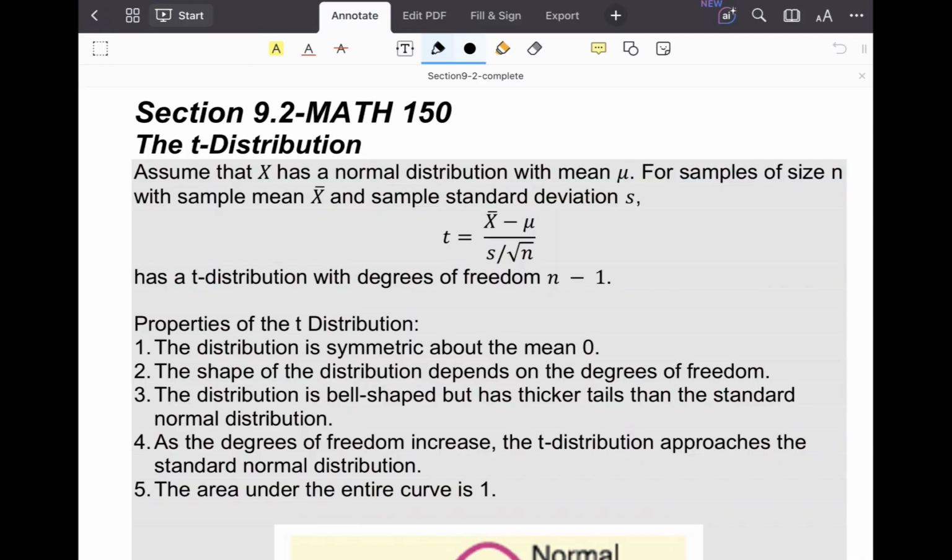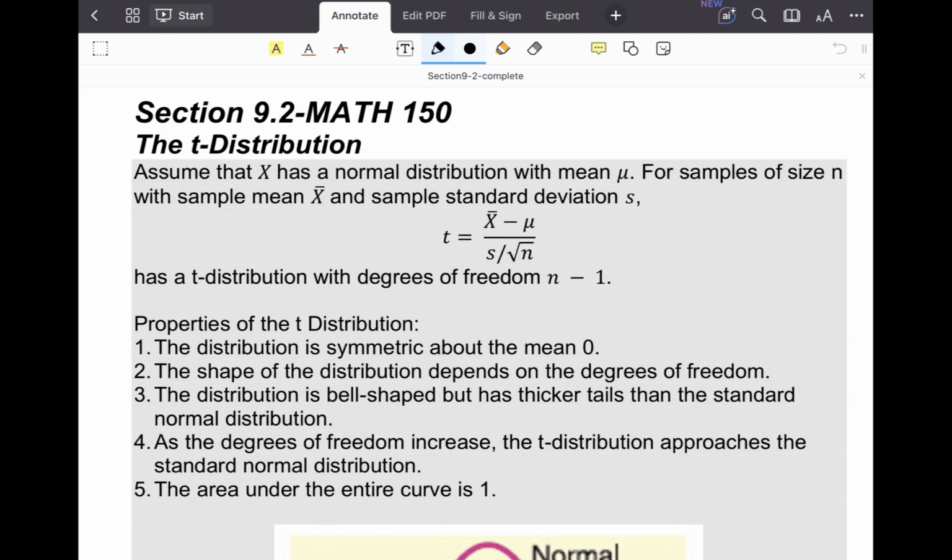Now, the t-distribution is something that we're going to mainly use in the background, and it's closely related to the normal distribution, but it's just slightly different. So I just want to talk a little bit about it, just so you've heard it before.